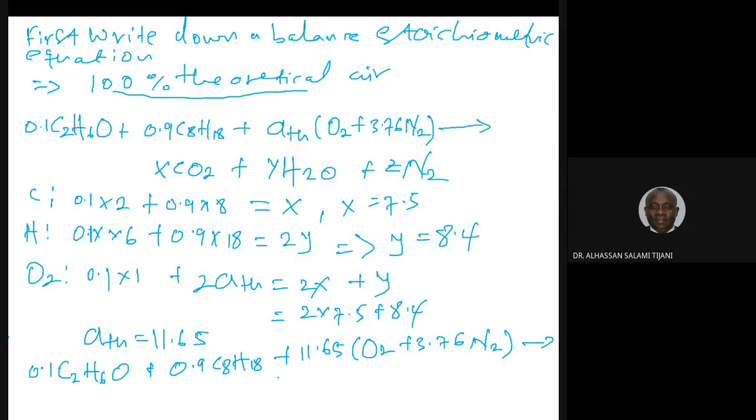let's see, X we know to be 7.5 carbon dioxide, plus Y 8.4 of water. Then finally, oh, we have not calculated that of Z. I'm very sorry. So we need to calculate the one for nitrogen. Nitrogen has not been balanced.